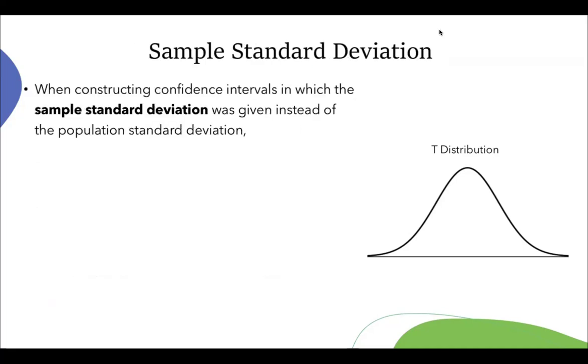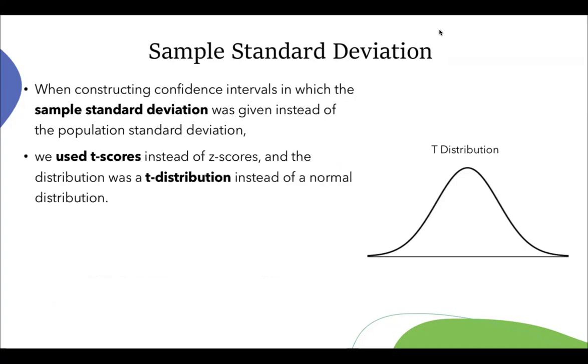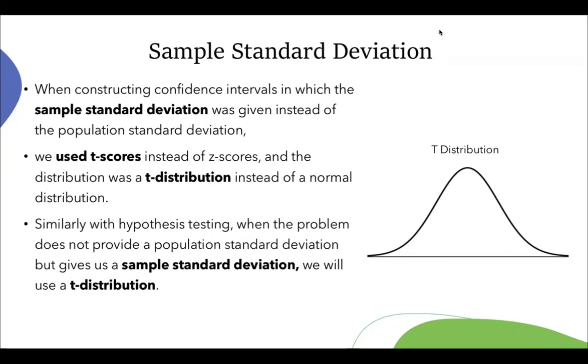So the sample standard deviation. When we had confidence intervals, which provided a sample standard deviation instead of the population standard deviation, we used t-scores instead of z-scores, and we used the t-distribution instead of a normal distribution. Similarly, with hypothesis testing, when the problem doesn't provide us with a population standard deviation and gives us the sample standard deviation instead, we will use a t-distribution.